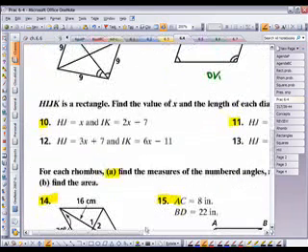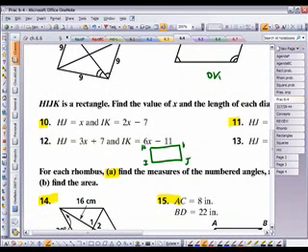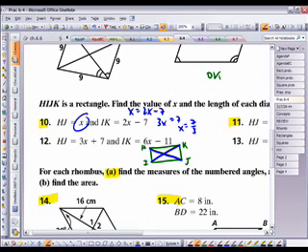Okay, for number 10 and 11, you're given rectangle HIJK, and basically we're given HJ, which is one diagonal, and we're given IK, which is the other. We know in a rectangle they're the same length. So basically, you just have to set these equal to each other. And so we get 3x is equal to 7, so x is 7/3. And then to find the length of each diagonal, well, we know they're the same length, so we plug it back in. Each diagonal is 7/3.